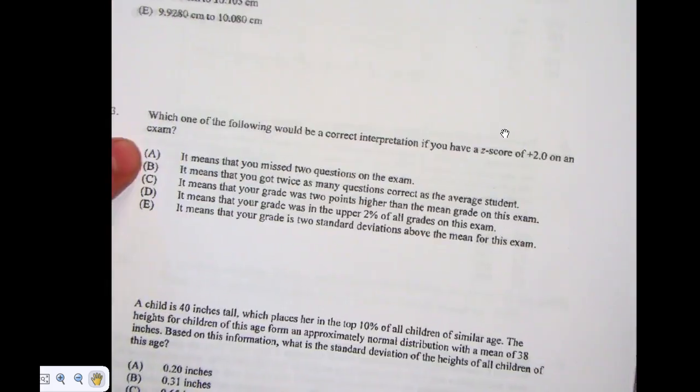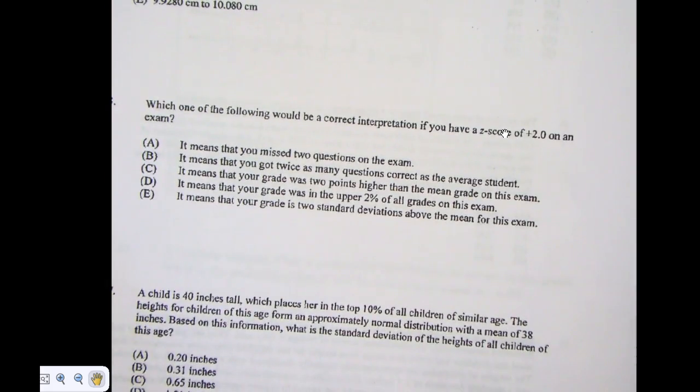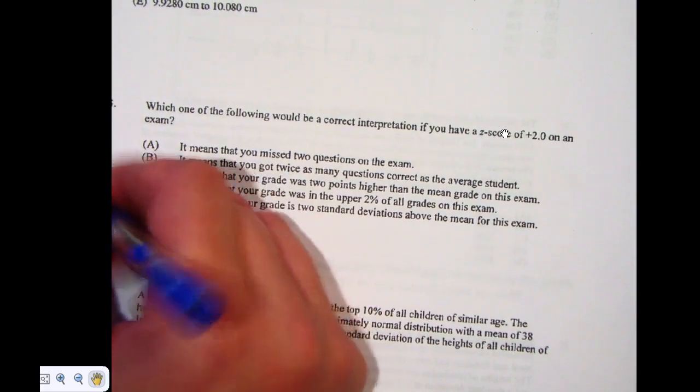Alright. A Z-score of +2 on the exam means you were 2 standard deviations above the mean, which is kind of a definition, so it's E.